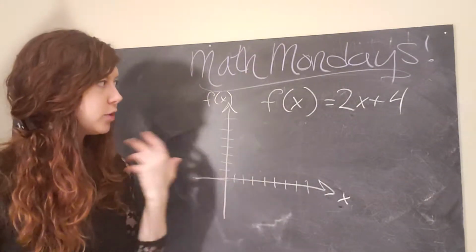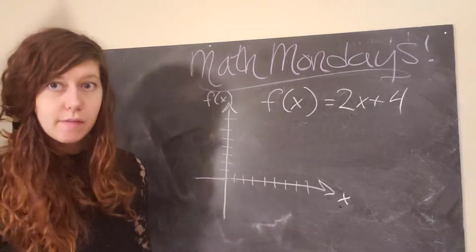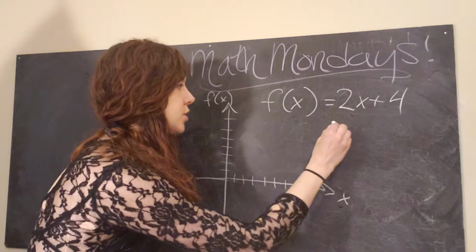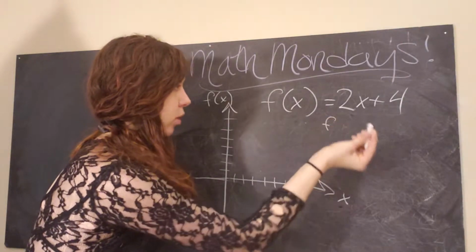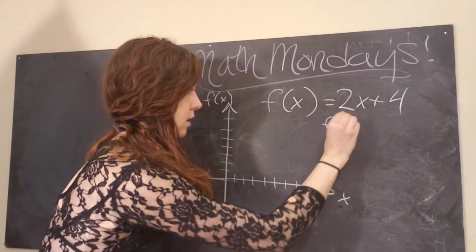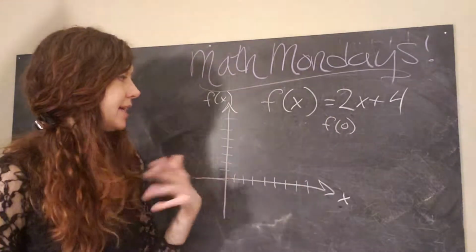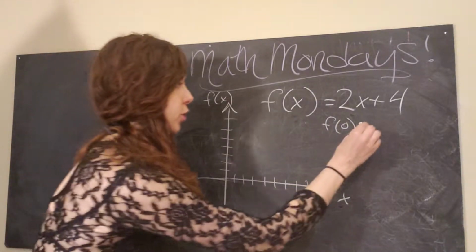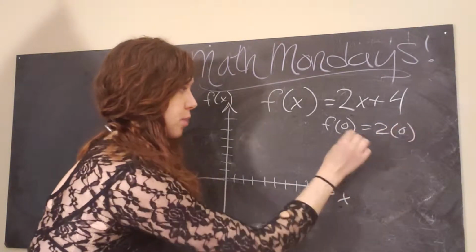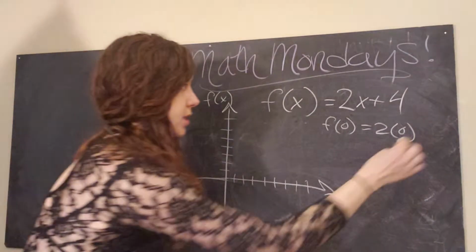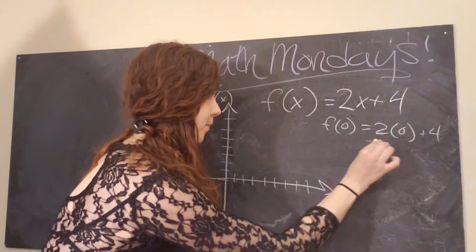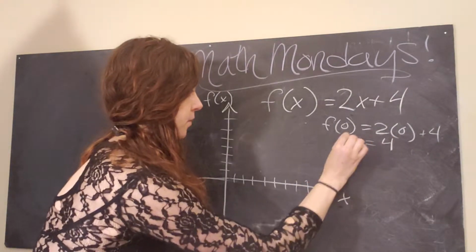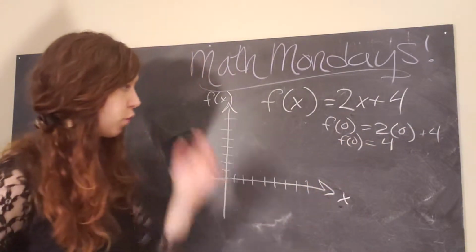So what we do by creating a table of values is we pick a number for x and we plug it into this function. So let's say we want to figure out what is f of 0. What happens when x is 0? What does our function, or our equation, equal? Well, we just plug in 0 for x, and then we solve the equation. It's not so bad. So in this case, 2 times 0 is 0, and 0 plus 4 is just 4. So f of 0 is 4.